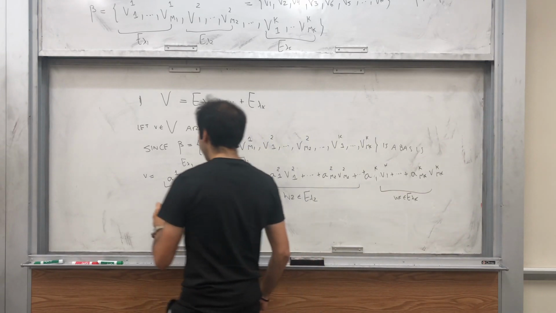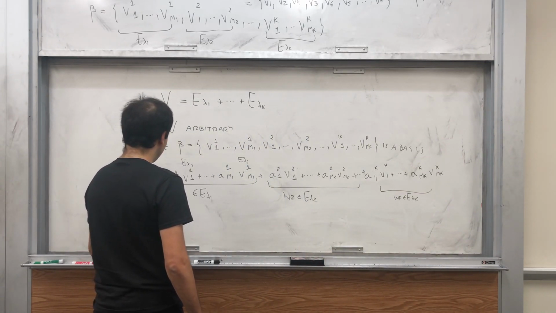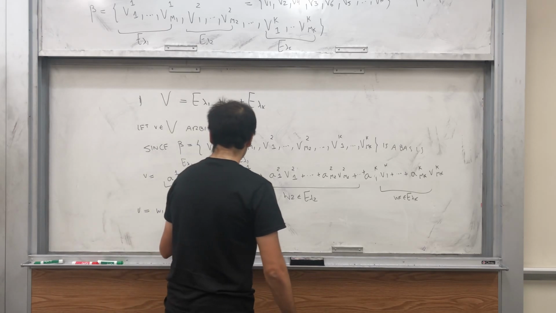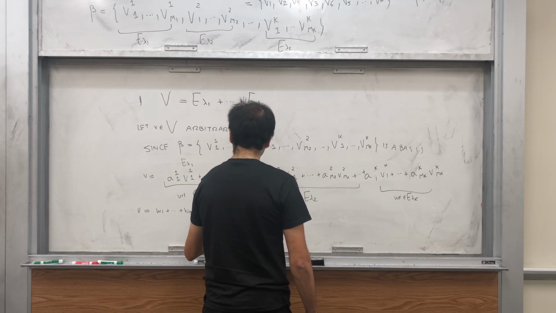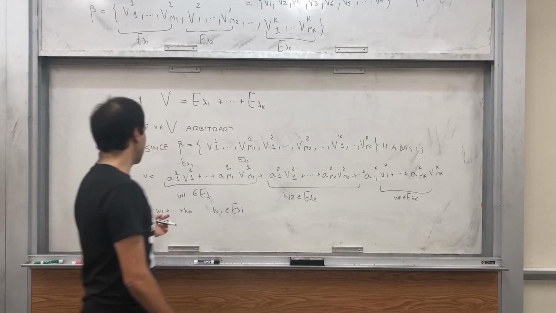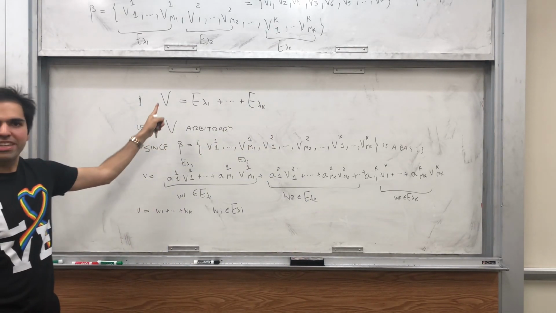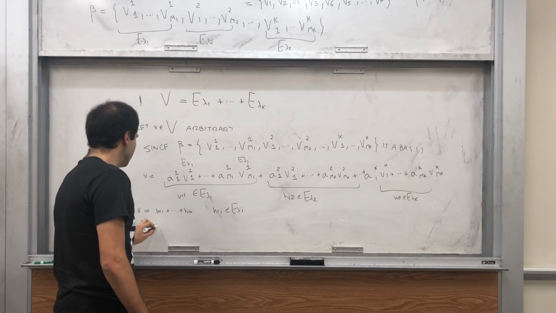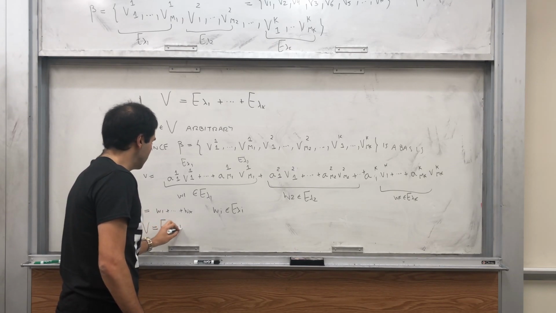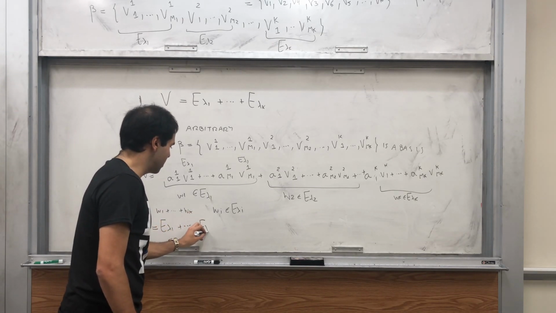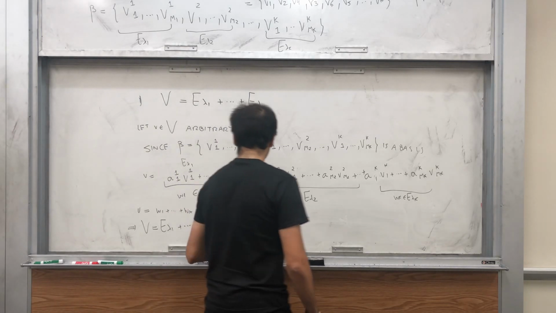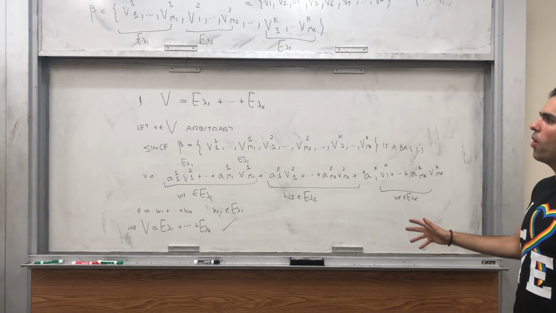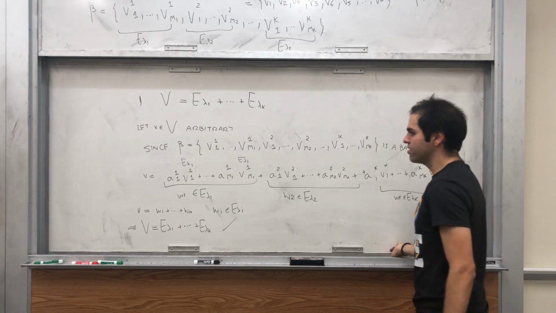So what do we get? We get that this arbitrary vector is in W1 plus ... plus Wk, where Wi is in E lambda i, and that is literally the definition of being the sum of those subspaces. So in other words, we get that V is E lambda 1 plus ... plus E lambda k. So that is good. That is the sum part. And now let's show the direct sum part.